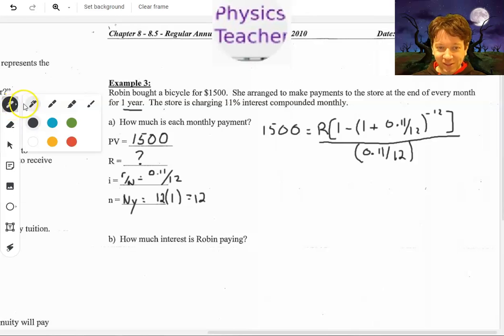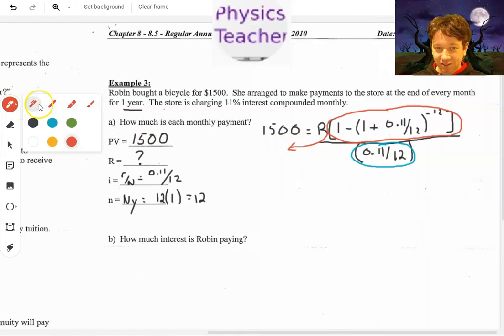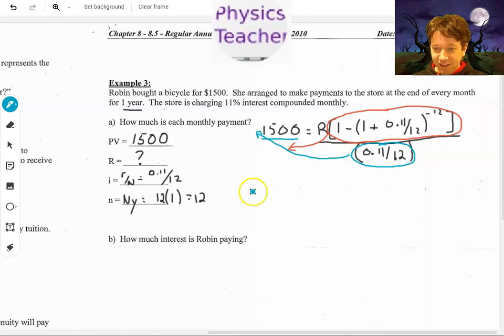So what we're going to do now is solve for R. We are going to multiply both sides by that bracket on the denominator, and then we are going to divide both sides of this equation by that huge bracket on the numerator. So in a sense, this comes down here, and this comes up here. And then we're left with this R.